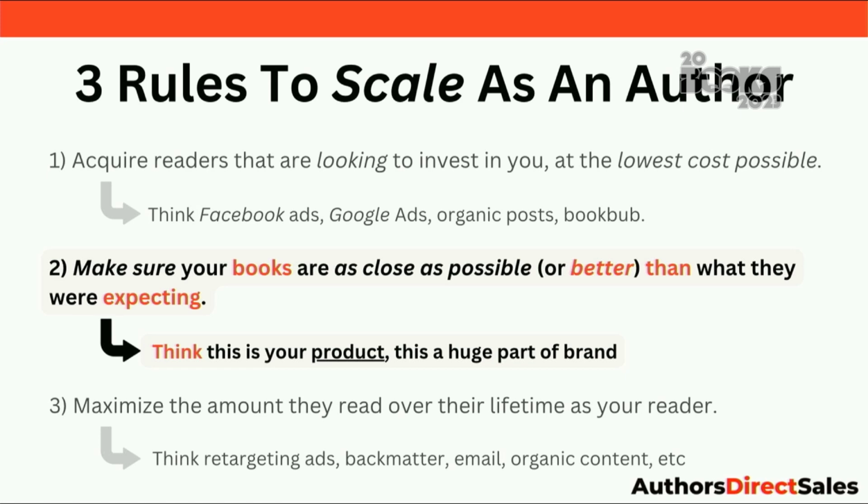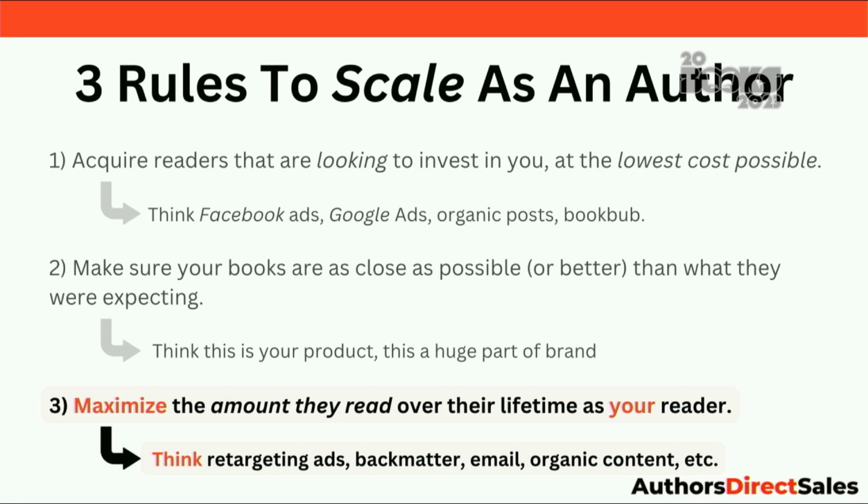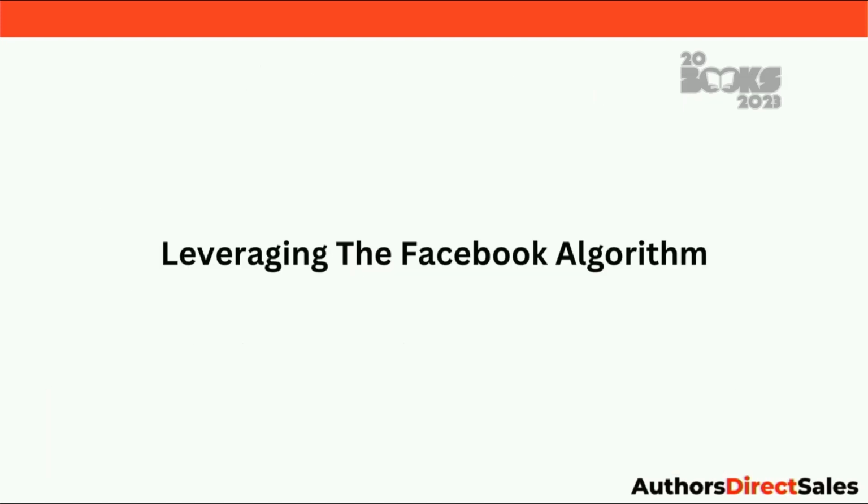If they buy the first book and it's not what they're expecting, they're not going to continue to buy. And with that as well is maximizing the amount that they read over their lifetime as a reader. So retargeting ads, back matter, email, and organic content. If you can just master and think about those 3 things and then continue writing, you're going to be able to scale.